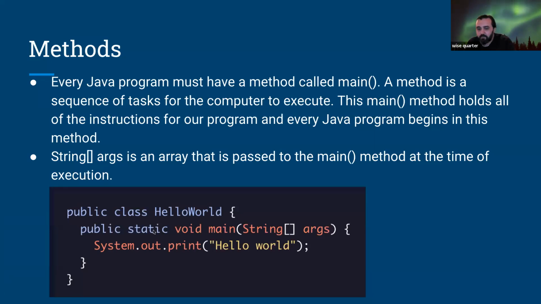And the main method title, the line, never changes. It is public, so it can be accessed from anywhere in the program. It is static. We're going to talk about it. Static means it doesn't need an object. Void means it does not return any value. And the name of the method is main. It's taking string arguments.